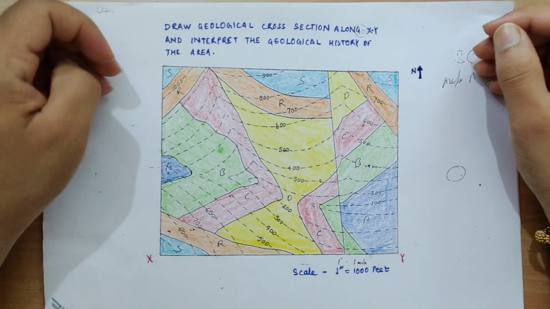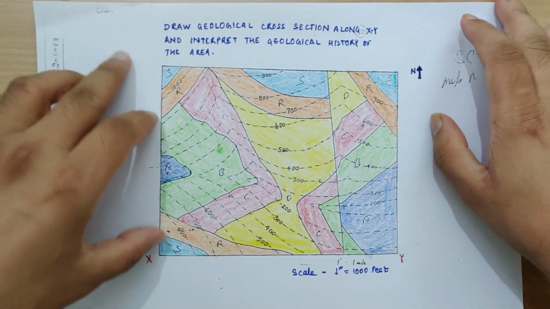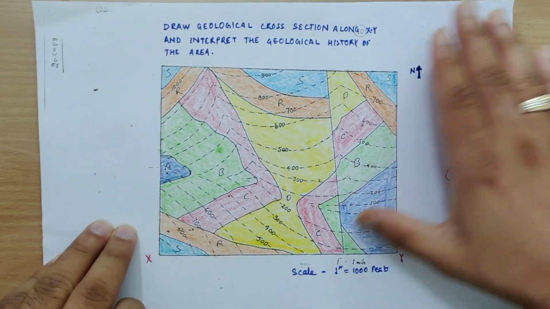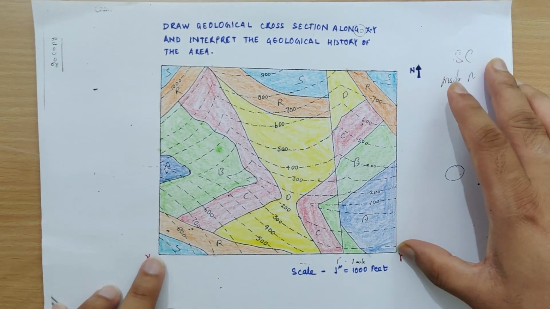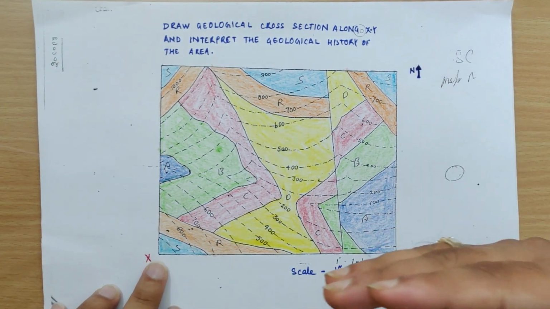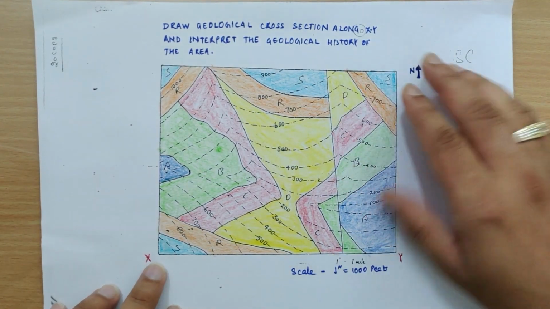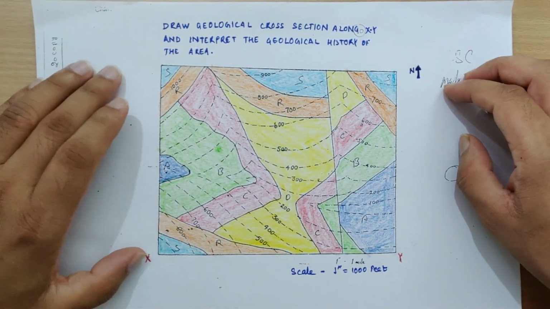Welcome everyone. Today we will learn the drawing of cross-section and interpretation of geological history of this particular map. So this XY is our section line along which we have to draw the cross-section, that is we have to slice this area vertically and see how these rocks are present in subsurface conditions.